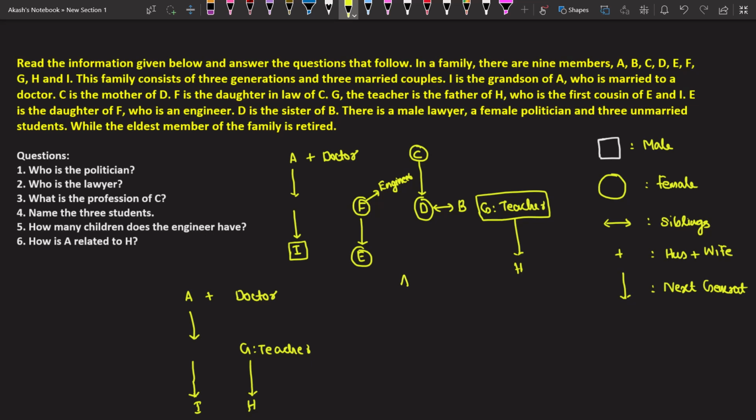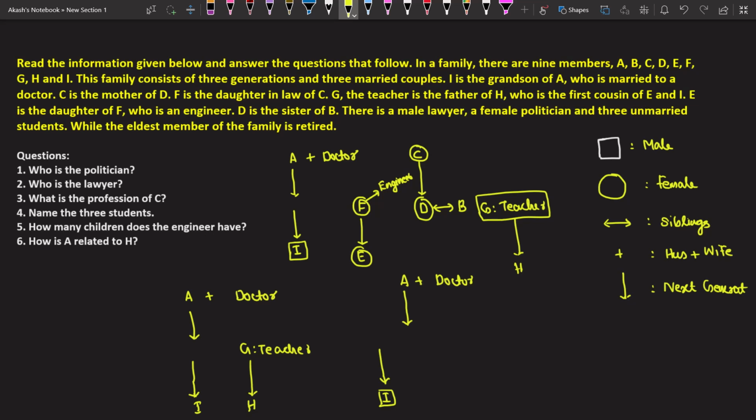So how can we write it? We can write it as A, and there will be a doctor, and A's grandson is I. A's grandson is I. So when you're connecting it up, we have A's grandson.